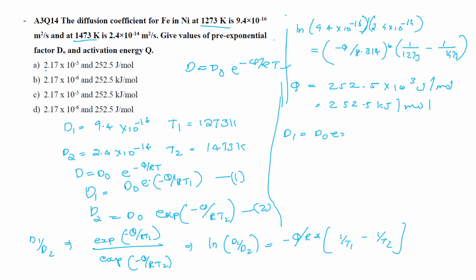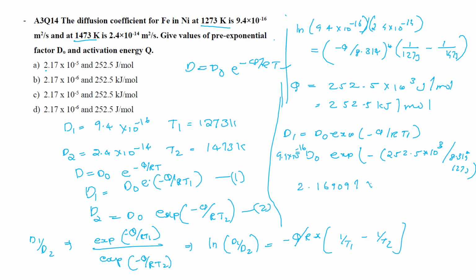Now substitute in any one of the equations. D1 will be D0 exponential of minus Q divided by RT1. So it will be 9.4 times 10 to the power minus 16 is equal to D0 exponential of minus 252.5 times 10 to the power 3 divided by 8.314 times 1273. Here you will get the value 2.169097 times 10 to the power minus 5. That you can write as 2.17 times 10 to the power minus 5.